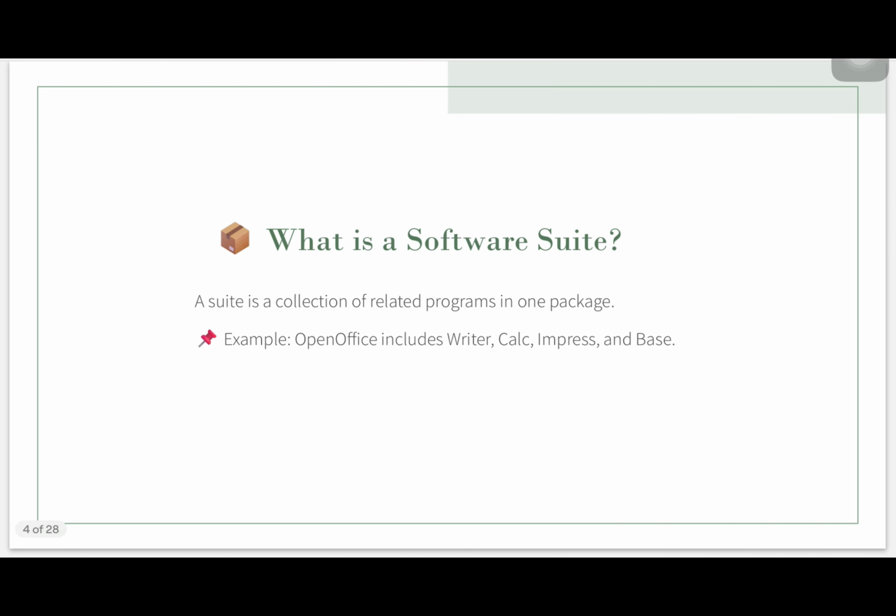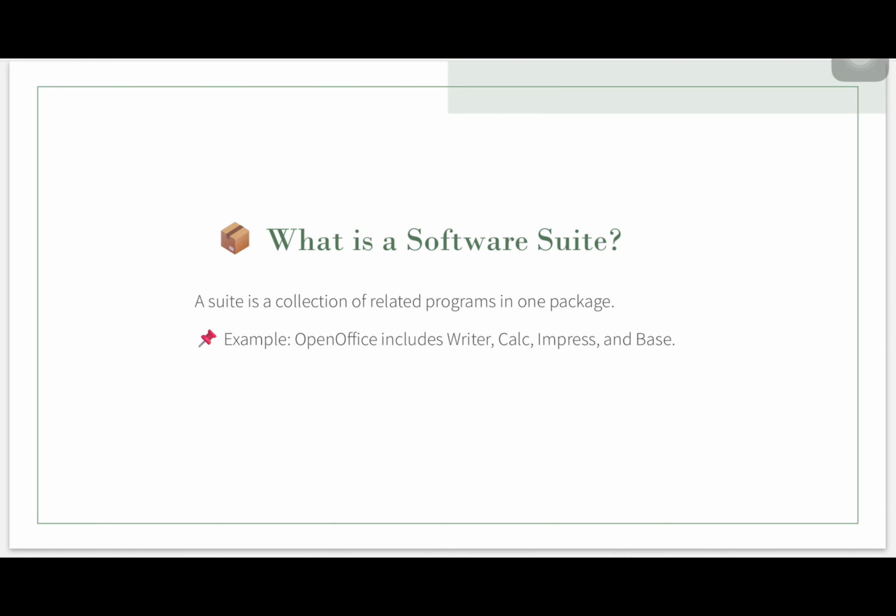So we will see more deeply into it. See here, what is a software suite? A suite is a collection of related programs in one package. As I told you, OpenOffice includes, basically these are mainly used applications, so only 4 are given. Otherwise it has 6 applications. First one is Writer, second one is Calc, third one is Impress, and this is Base.